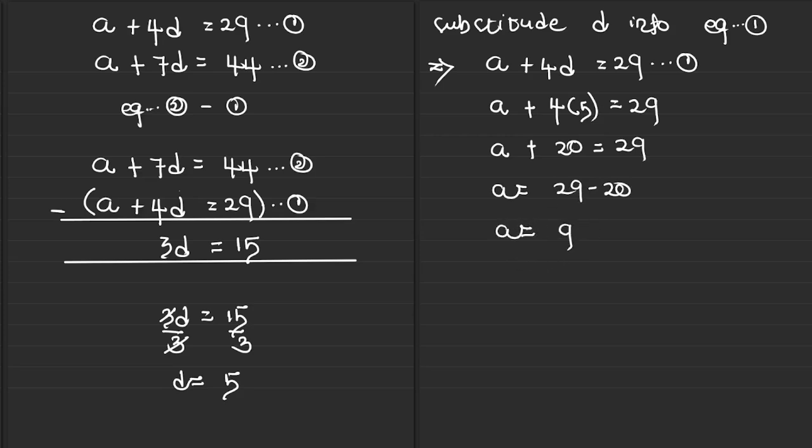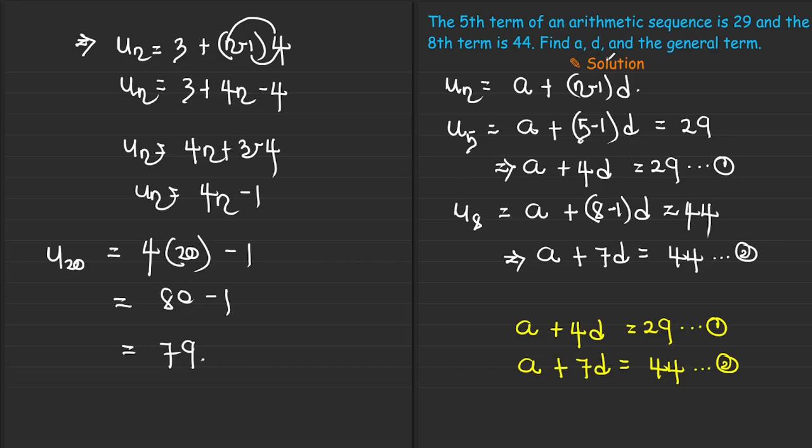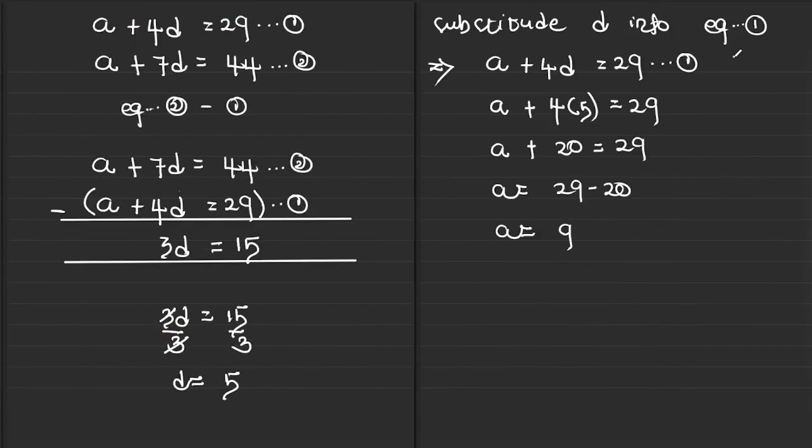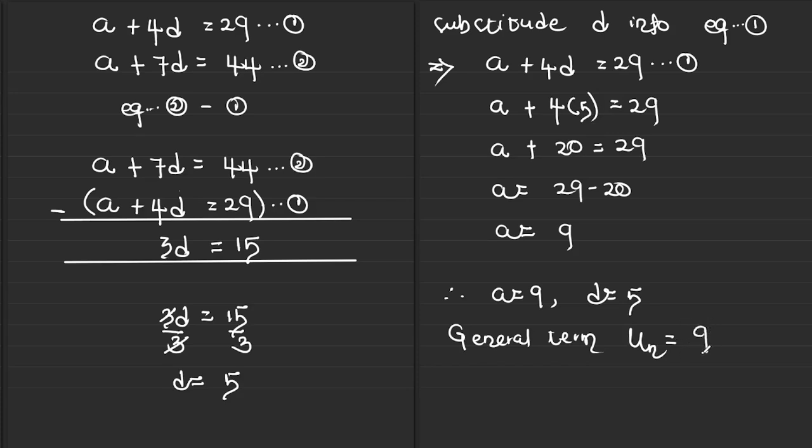Now back to the question. The question was we have to find A and D and then the general term. First find A, find D, and then the general term. So we can quickly say that, therefore, our A is equal to 9. Our D, on the other hand, is equal to 5. Then for the general term, that is our Un, is giving us what? So your A first, that is 9, then plus n minus 1 D, where D is 5.